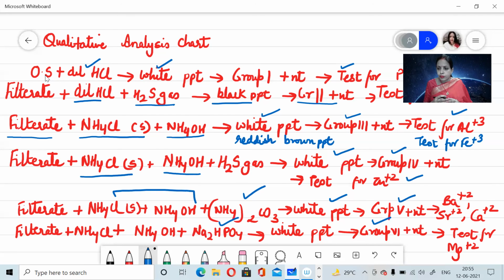I hope this session was fruitful. You all must be now clear with the group wise analysis and how we will proceed with the practical. In my next session, I will be meeting soon, and we will be confirming the test for various basic radicals individually, starting from group 0 till group 6.